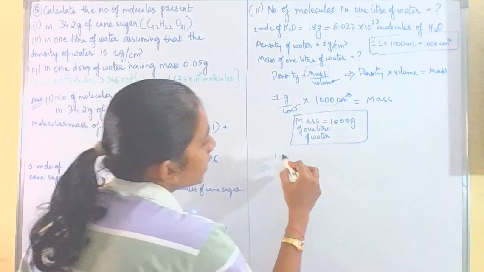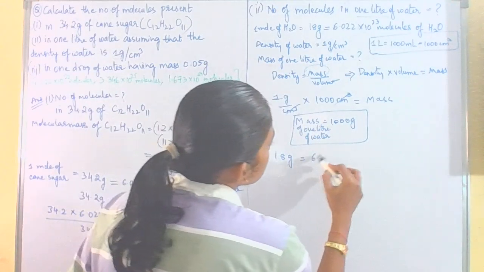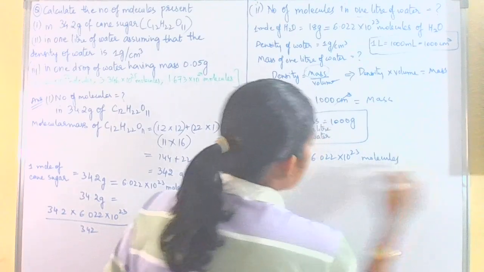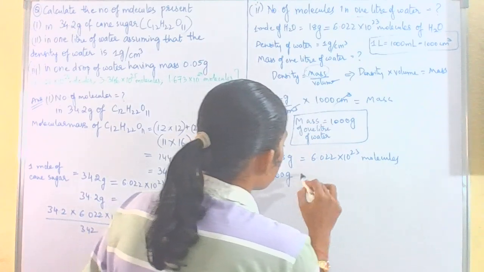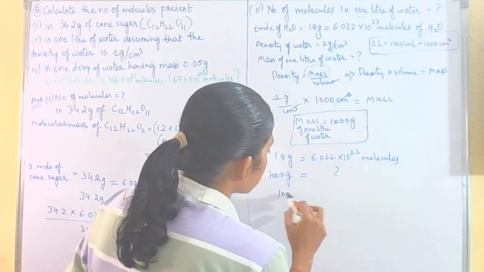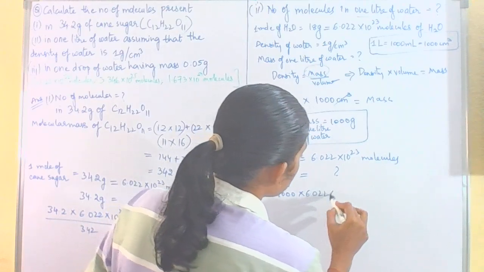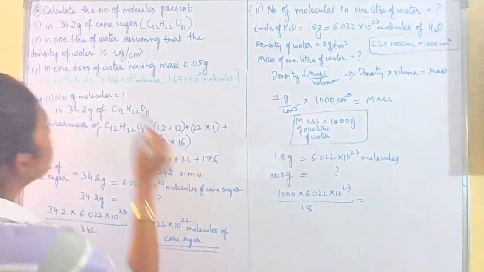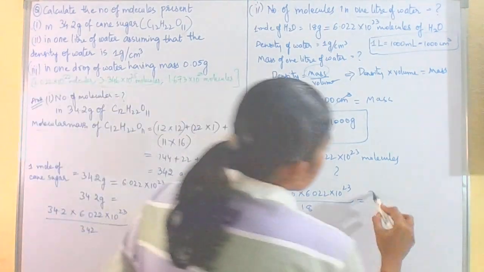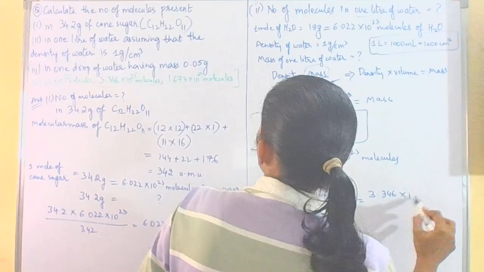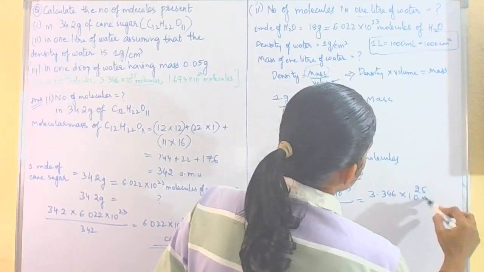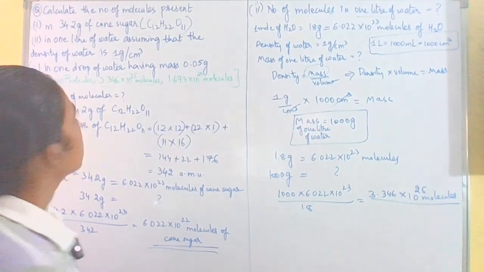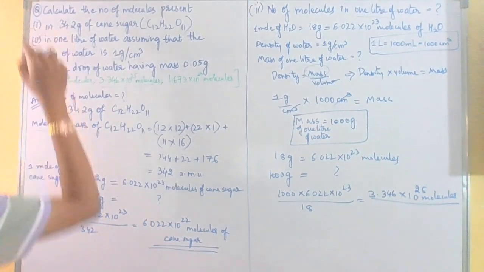Now, 18 grams of water contains 6.022 into 10 to the power 23 molecules of water. Then 1000 grams of water contains how many molecules? 1000 into 6.022 into 10 to the power 23 by 18. So the final answer will be 3.346 into 10 to the power 25 molecules of water. We have completed the second one.